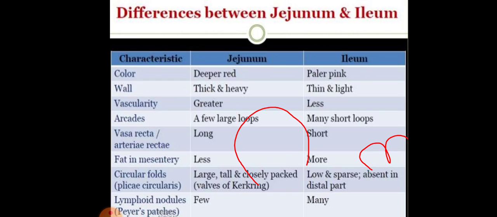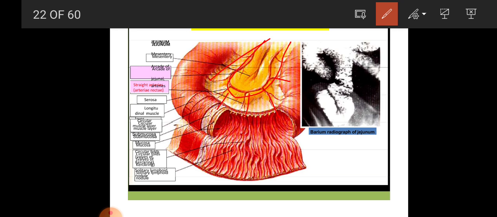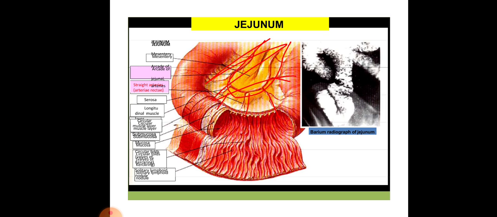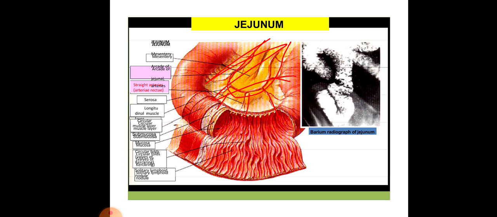Then fat in the mesentery is lesser in jejunum, more in ileum. Like in the diagram, we can see the yellowish part of this image, this yellowish part is the fat in the mesentery. Mesentery is what? It is a fold of peritoneum which connects your intestine with the posterior abdominal wall. So this yellow colored structure is the fat. It is more in case of ileum. Here we can see more fat and here lesser fat is there.